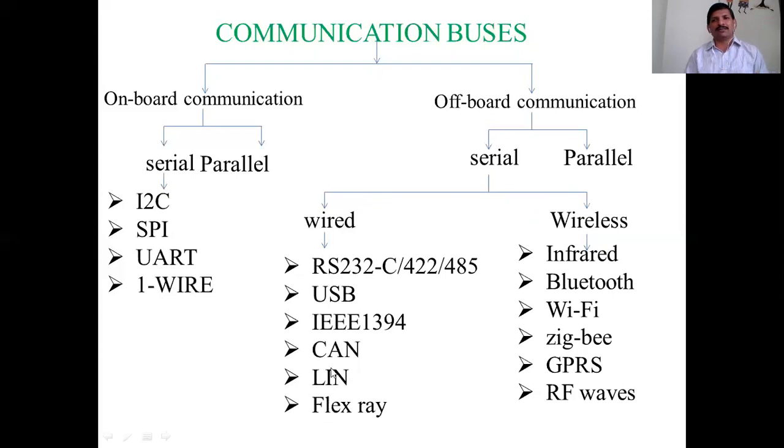So in the embedded system, this communication is classified into two types. One is onboard communication, another one is offboard communication. Onboard communication means, PCB, printed circuit board. If you look at our desktops or any televisions or any electronic devices, it contains some green color pad, that is the PCB card. PCB means printed circuit board.